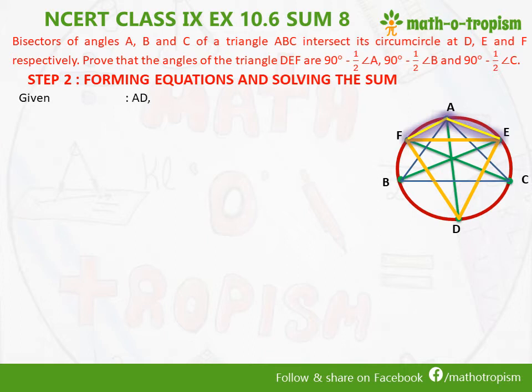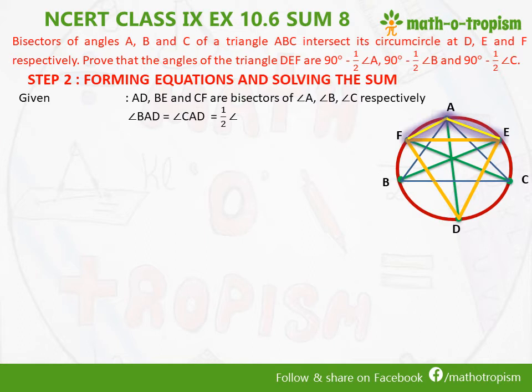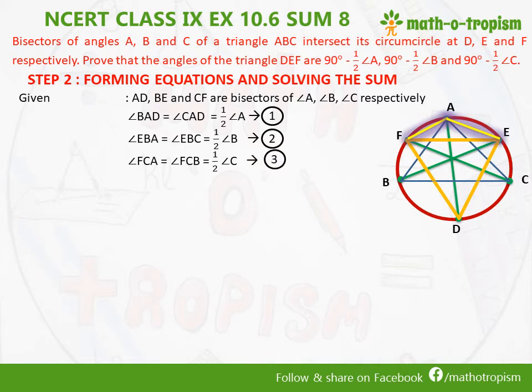We will start with the given: AD, BE and CF are the bisectors of the angles A, B and C respectively. So as a result we have angle BAD plus angle DAC is equal to half of angle A, which we will keep as equation 1, and angle EBA plus angle EBC is half of angle B, which we will keep as equation 2, and similarly angle FCA plus angle FCB is equal to half of angle C. This is equation 3.